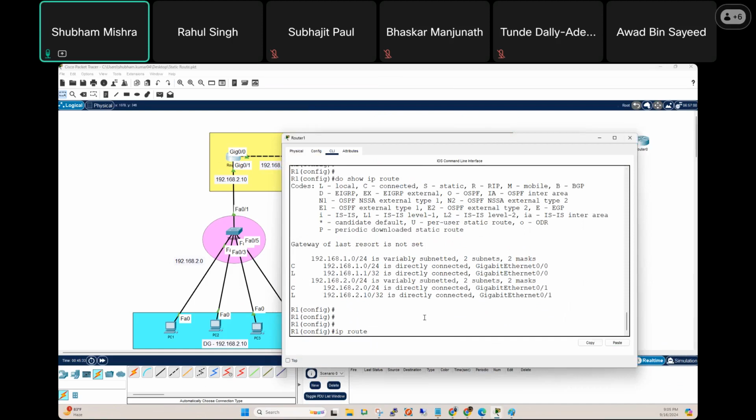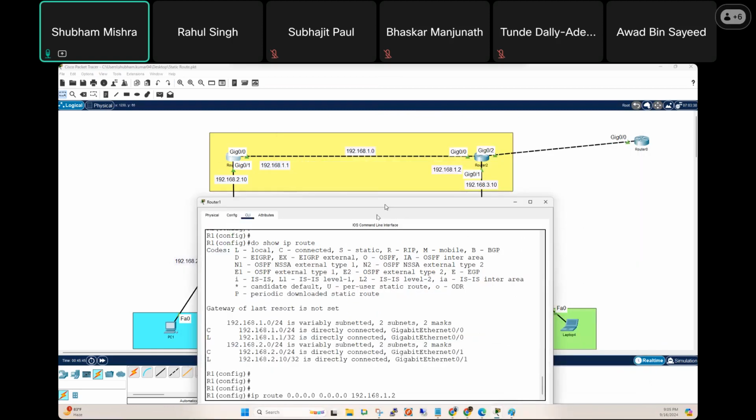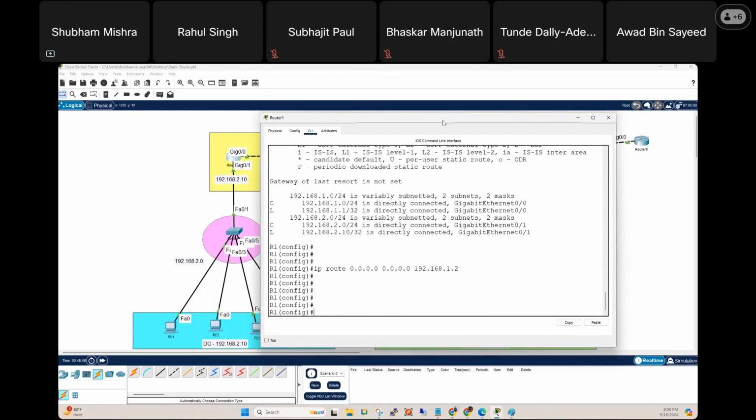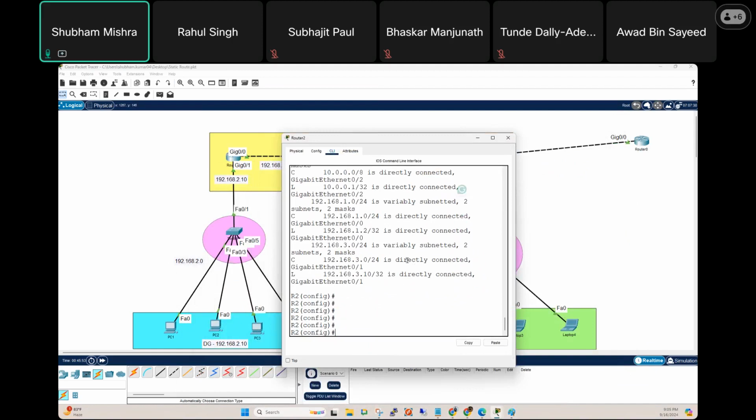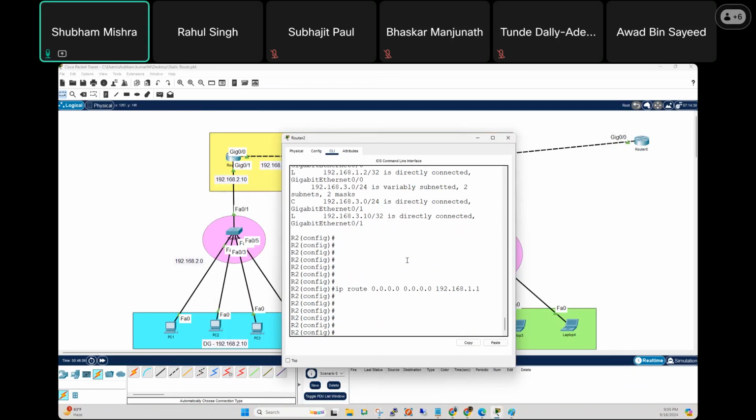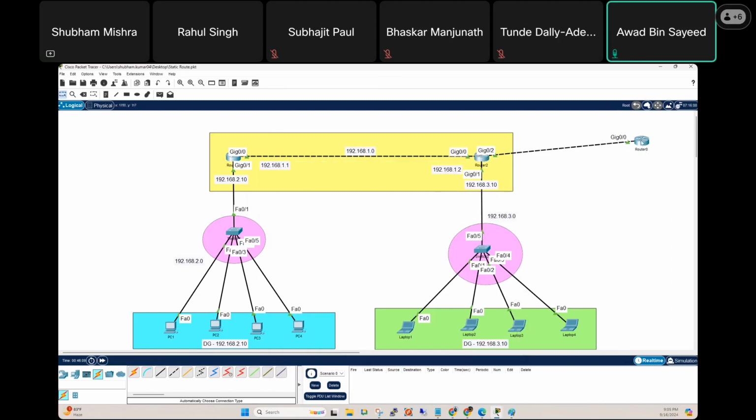ip route 0.0.0.0 0.0.0.0. And what is the next hop, guys? 192.168.1.2, right? Okay. On R2, I configure ip route 0.0.0.0 0.0.0.0. Next hop will be, guys, 192.168.1.1. Are you with me? Done?